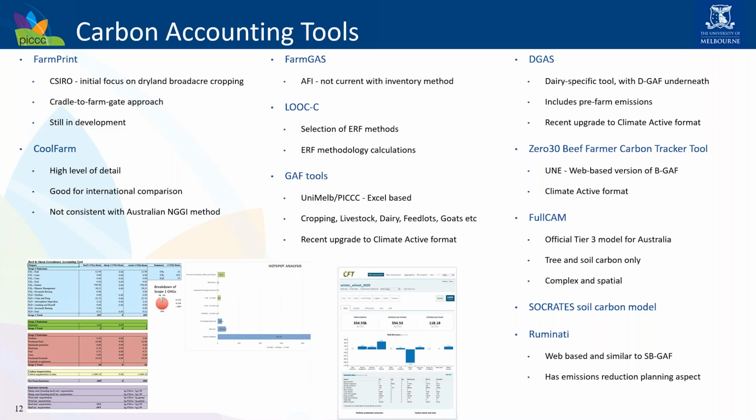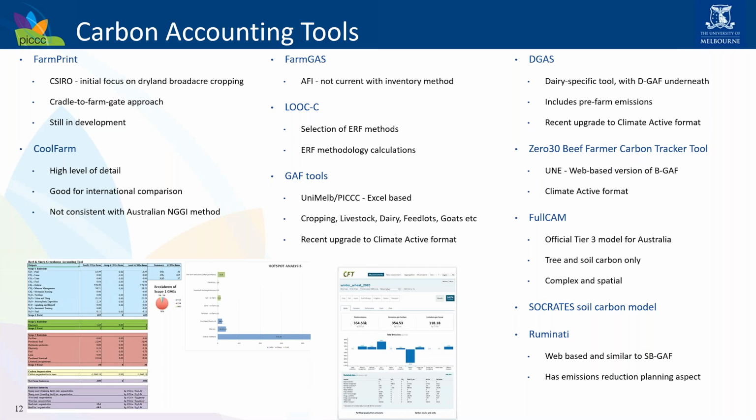A new one I've put up there that I'm not sure if anyone's heard of is Ruminati. It's basically a tool that was based on SBGAF that has had some modifications. It requires less inputs. It uses DSE rather than a number of animals in different stock classes. So it's a simplified version, very farmer friendly in that way.